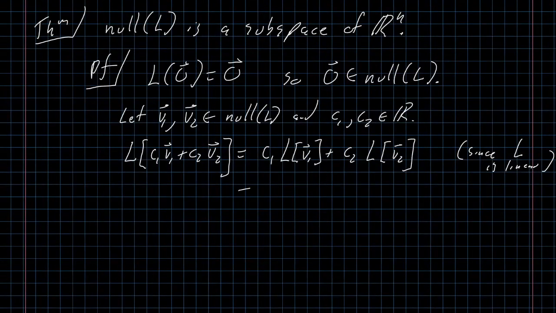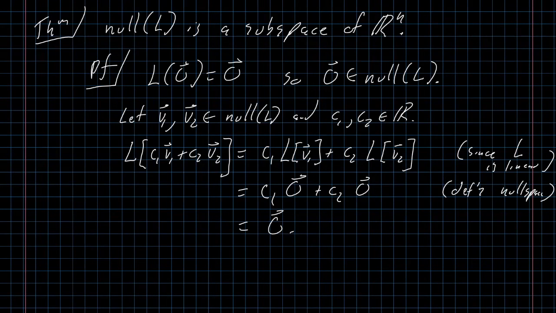And then again, because V1 and V2 are in the null space, L of V1 is 0, and L of V2 is also 0. Right? That's the definition of the null space. We said that V1 and V2 were in the null space. That means that when we take the operator, we get the 0 vector out. Something times the zero vector is the zero vector. Adding the zero vectors together is the zero vector.